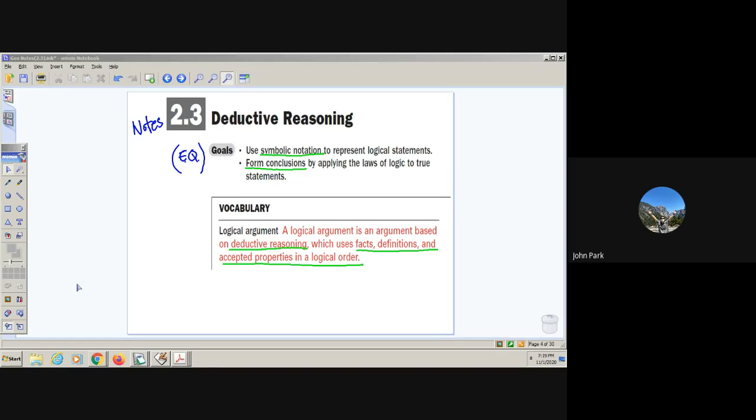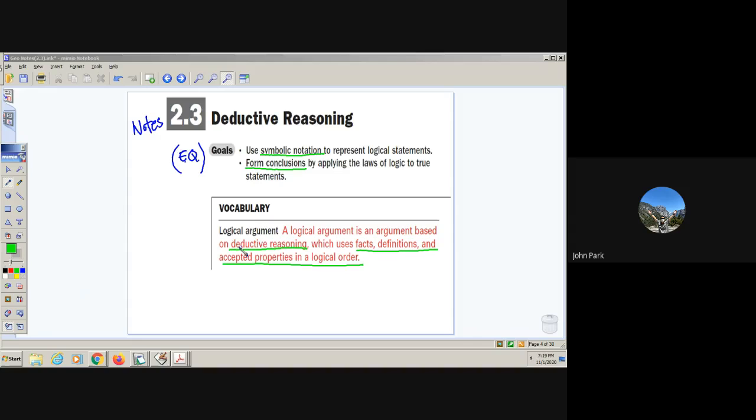Okay, so we're going to talk about deductive reasoning today. Our goal is to know how to use symbolic notation to represent logical statements, and also to form conclusions by applying the laws of logic that we're going to talk about for true statements. So when we use logical argument in geometry, we're using what's called deductive reasoning.